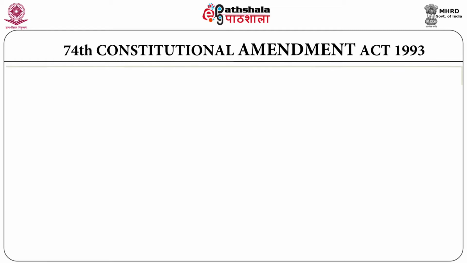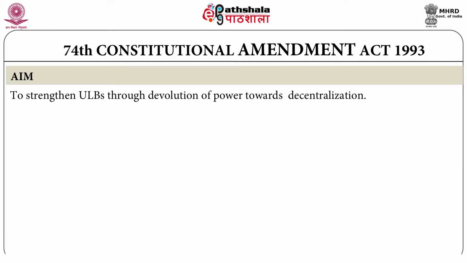So we come to the 74th Constitutional Amendment Act of 1993, which is a very significant amendment to our constitution. And what was the amendment about? The amendment was to give powers to the urban local body. So the aim was to strengthen the urban local body which governs the cities and the towns through devolution of power. That means we just try to decentralize power.